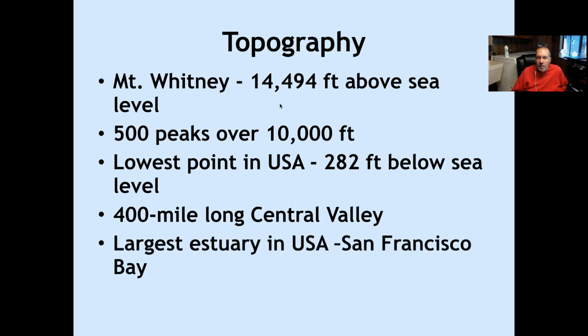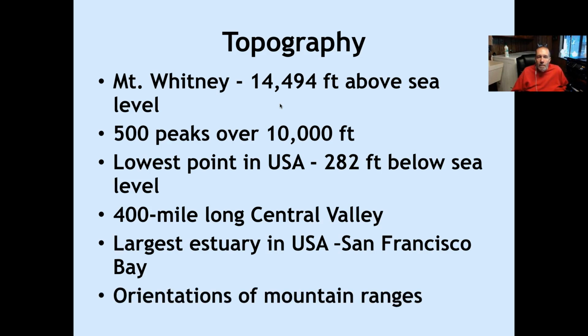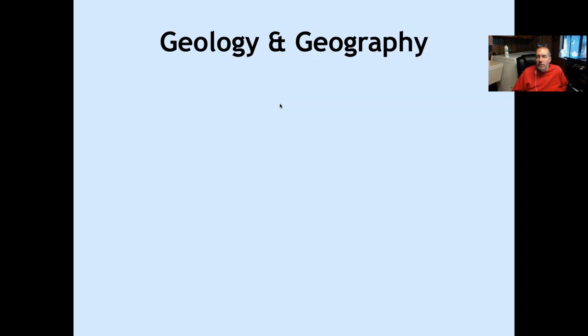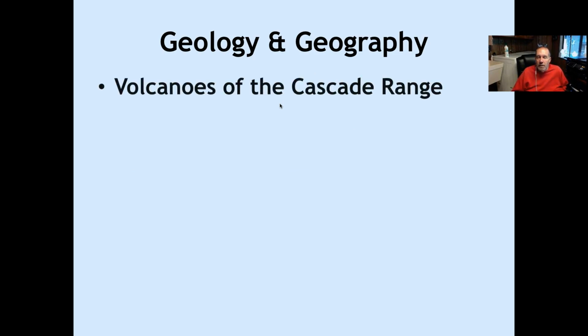The largest estuary in the United States, centered around the San Francisco Bay. As big as the Chesapeake Bay is on the East Coast, we still have the largest. We have mountain ranges that you probably know run north and south: the Sierra Nevada, the Coastal Range, the Cascades. But we also have transverse mountains down south. So different topography, creating different diversity and habitat.